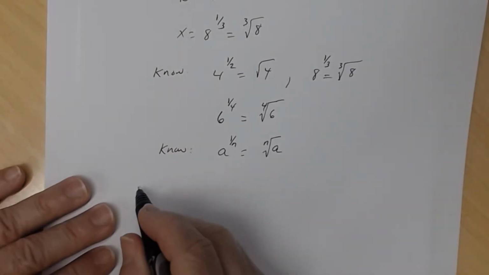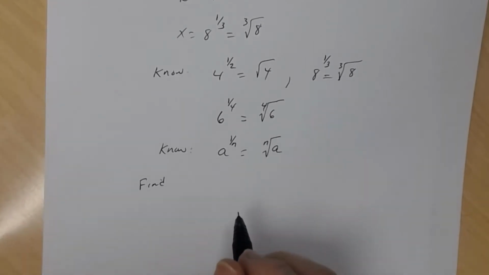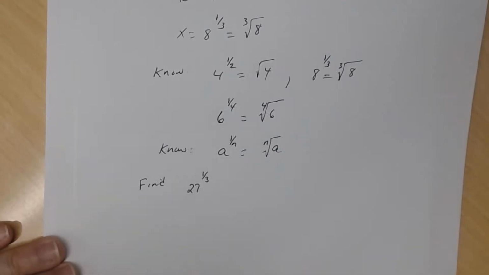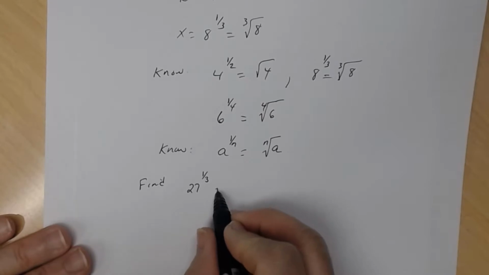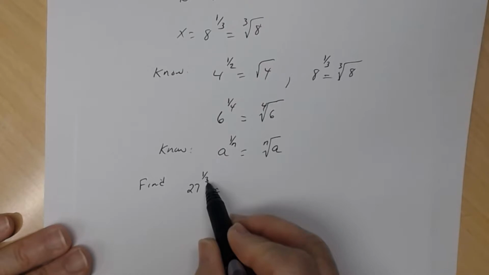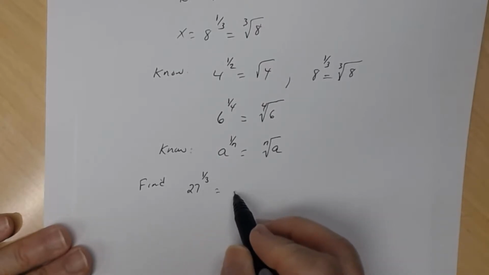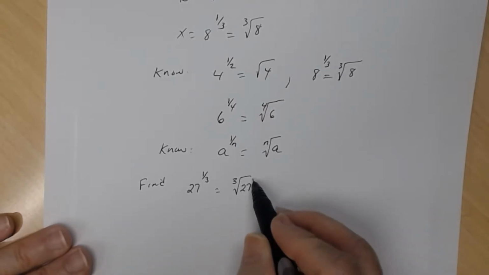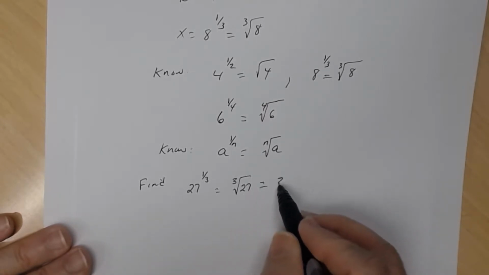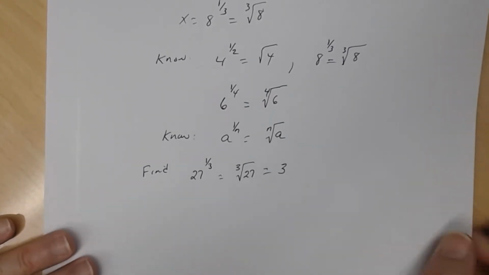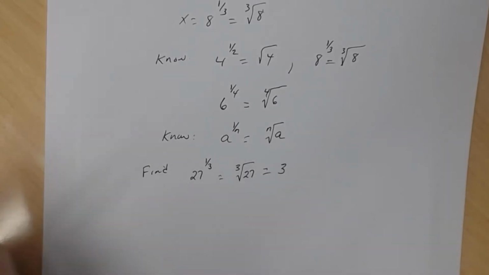So if you had, let's say, 27 to the 1/3 power. So if you want to find 27 to the 1/3 power, well, that's going to equal, using what we just learned, the denominator 3 of this rational exponent becomes your index. So it'll be the cube root of 27, and then the cube root of 27 is just 3. Okay?